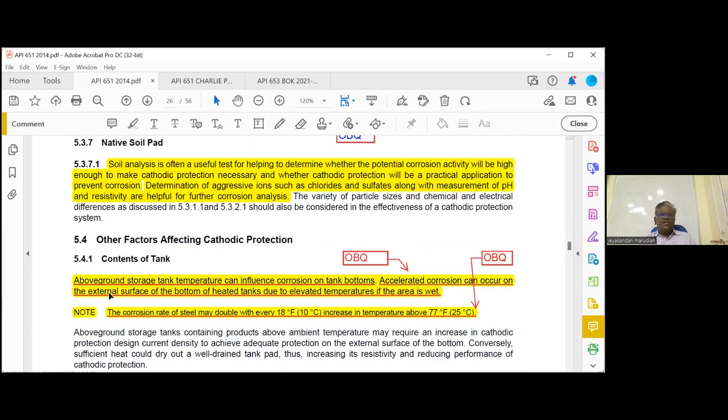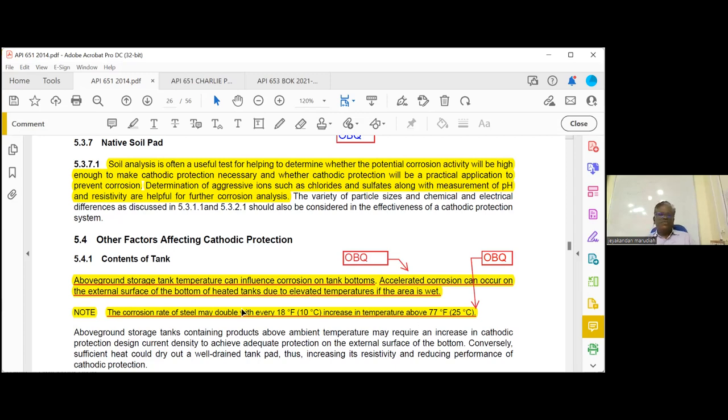Accelerated corrosion can occur on the external surface of heated tanks due to elevated temperature. Suppose you are using a heating coil in the tank bottom, so the bottom corrosion rate will increase, because temperature and corrosion rates are directly related. Every 10 degrees centigrade increase in temperature, the corrosion rate will double.